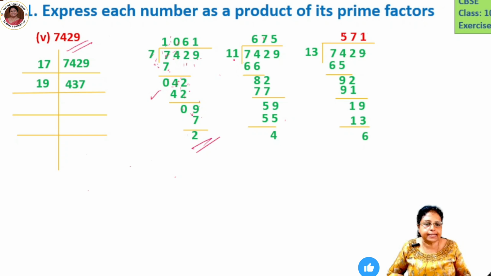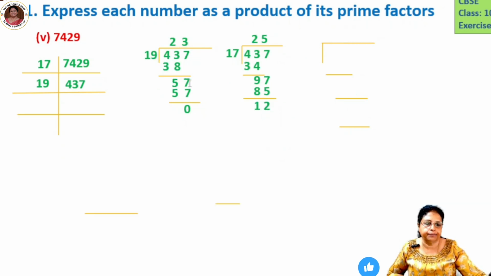Then come to the next prime number, 11. If you divide 7429 by 11, we are getting here 675, and a remainder is also there. So it's not a factor. Then come to 13. If you divide this by 13, you are getting 571 and 6 remainder. 13 is also not a factor.